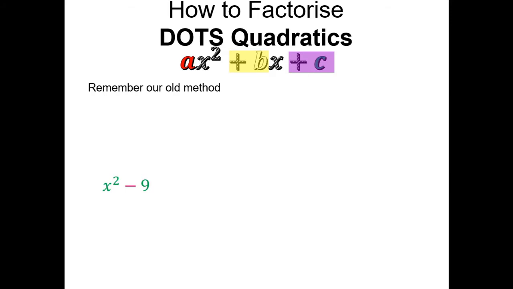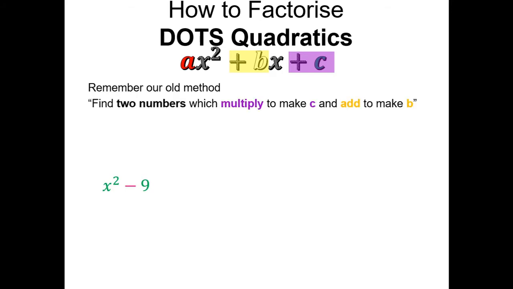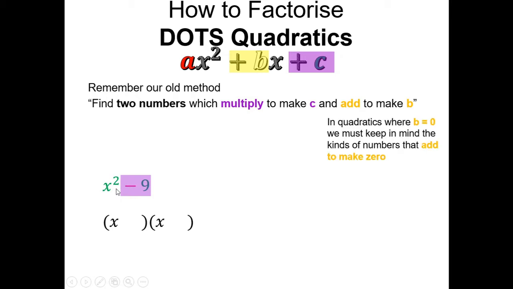So remember our old method. We are going to use this old method, but you're going to see it's actually easier when it comes to DOTS. Our old method is we look at a quadratic and we think, I need to find two numbers which multiply to make c and add to make b. I know that to get the x squared, I've got x times x, that'll make x squared, but multiply to make c and add to make b, when c, the number term, is negative 9, but b, there is no b. b is gone, which means b is 0. In a quadratic where b is equal to 0, we have to keep in mind the kinds of numbers that add to make 0. What kinds of numbers add to make 0? Two positive numbers, a positive and a negative, two negatives.